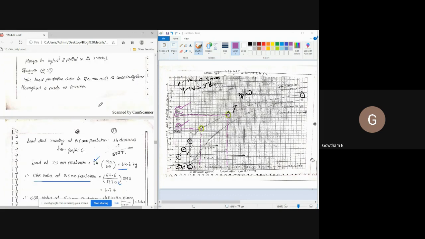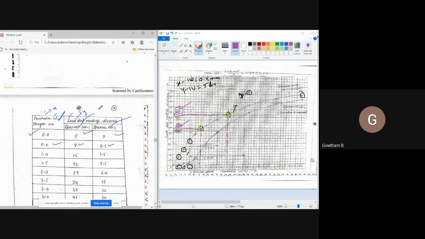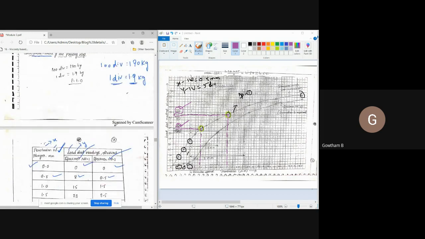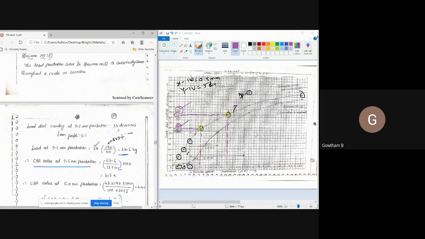That 34 divisions is equal to how much? One division represents 1.9 kg. Therefore, 34 multiplied by 1.9 is equal to 64.6 kg.